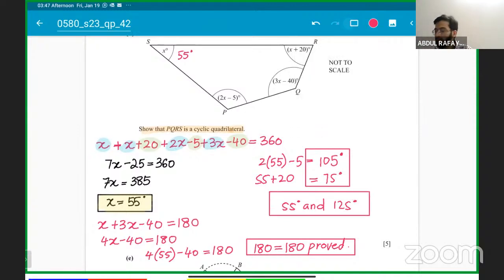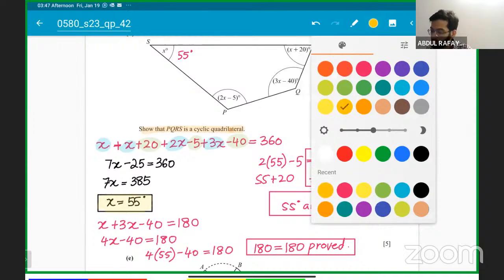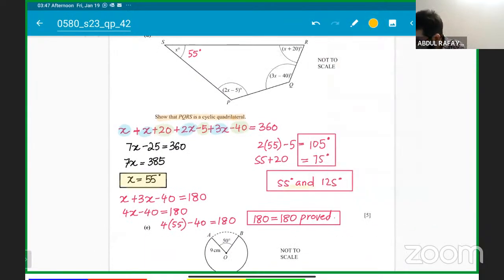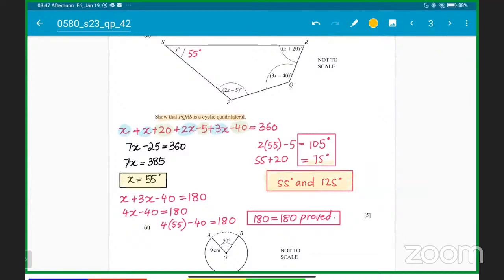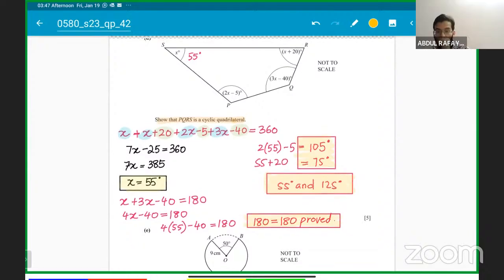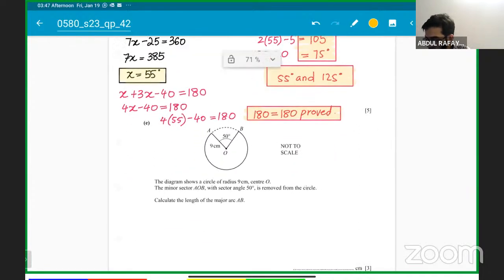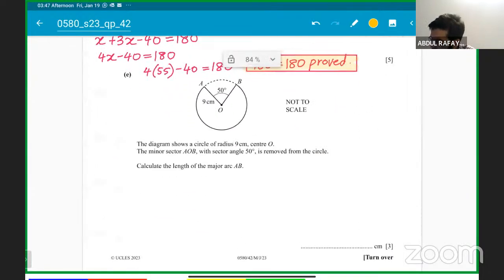Make sure you show it like this with proper workings, as many workings as possible, to get the full marks. Everyone got this clear? Any problem, any concern? No, sir. Okay, so this one is done. That is 105, 55 and 125, and 180 and 180. That is proof. The next part is for 3 marks, which will complete question number 1.